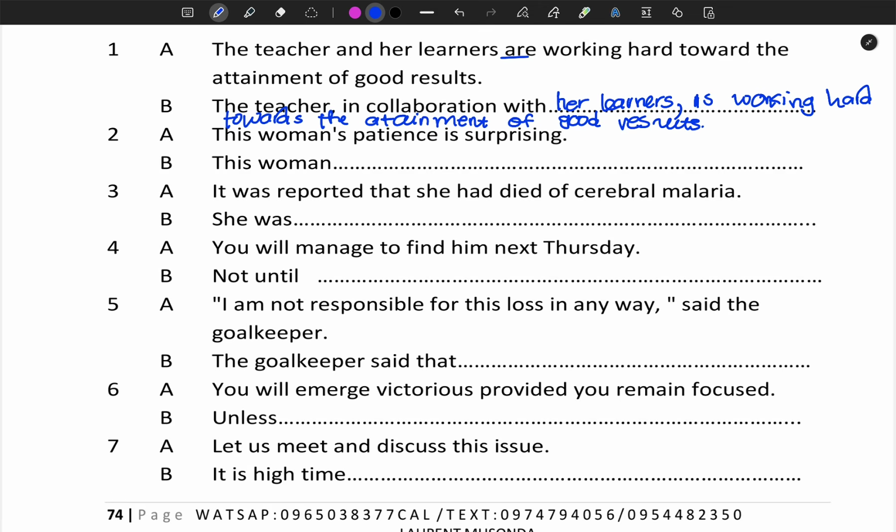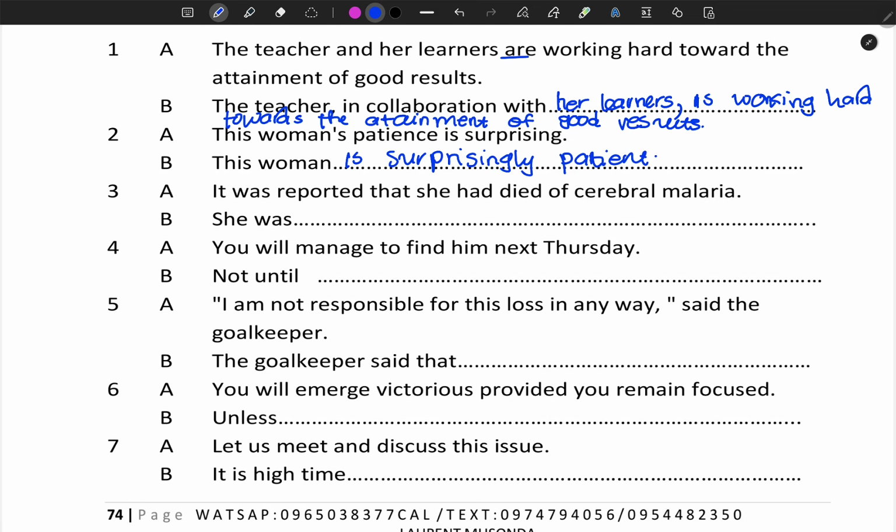We move on to question number 2. This woman is patient, is surprising. Then we have sentence B: This woman is surprisingly patient.